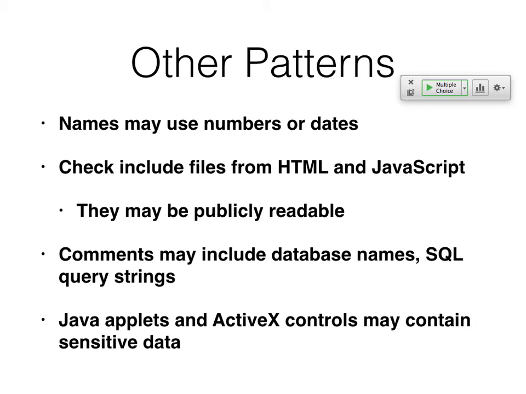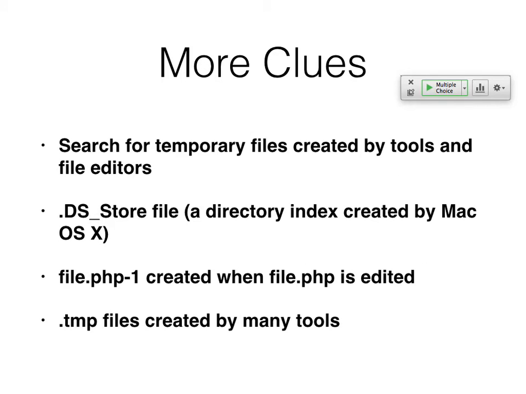And your Java applets and ActiveX controls may contain data. If you read through them, there's just clues all over the place. Tools and file editors may leave temporary files around. Anything that's passed through a Mac inherits a DS_Store file that lists all the contents. You'll see it on zip archives and USB drives that have been copied to a Mac.